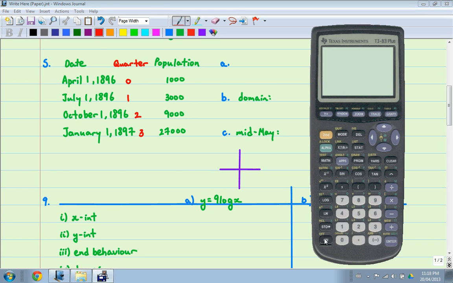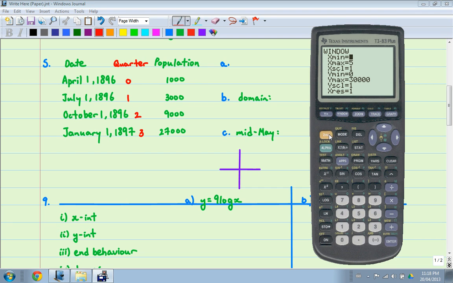If you were to do that using a graphing calculator, in order to find the regression, you will go to Stats, Edit, and enter your data as 0, 1, 2, 3, and the population 1,000, 3,000, 9,000, and 27,000, which is what we did here. And of course, then you will set up your window, which we did 0 to 5 for the quarters, and 0 to 30,000 for the population, just so everything would fit inside.